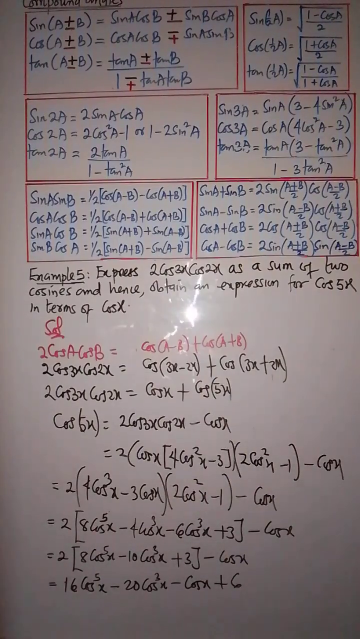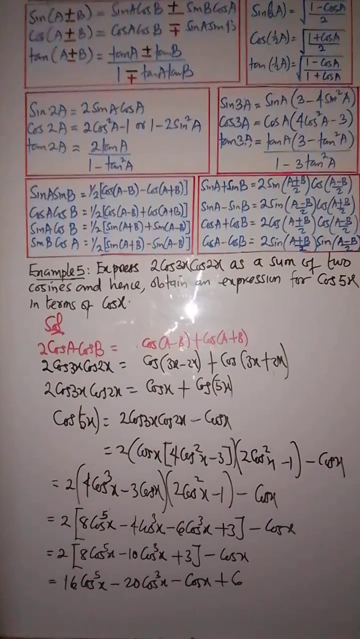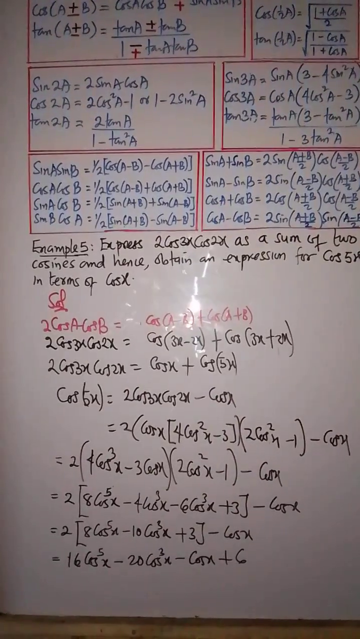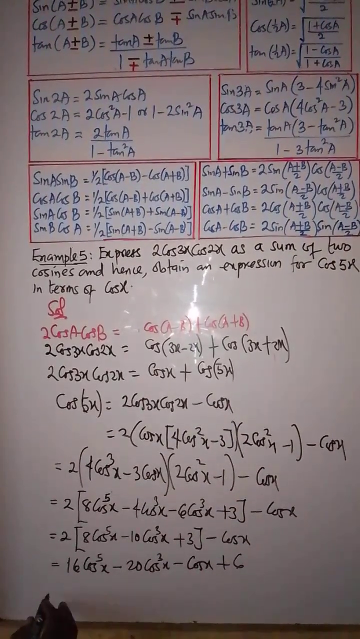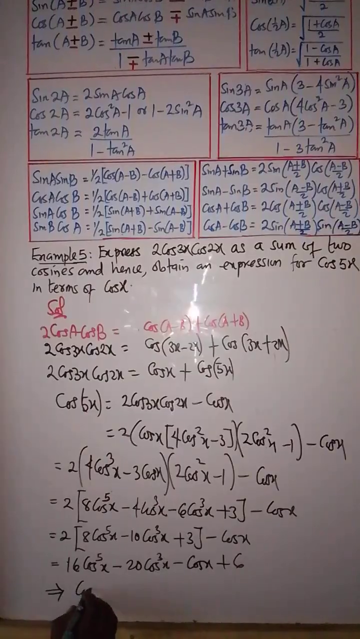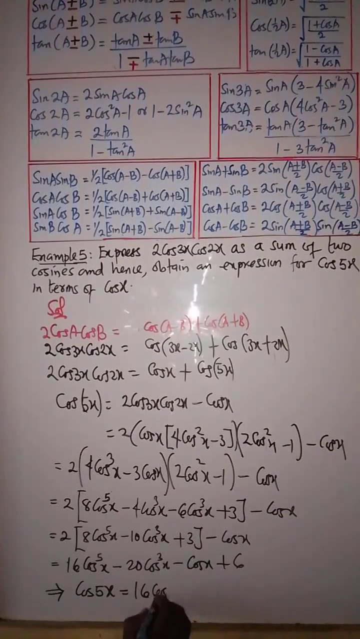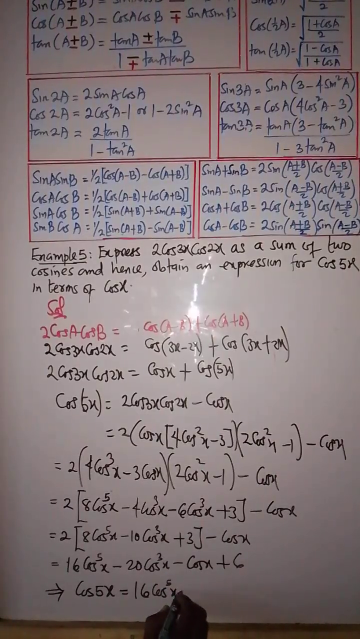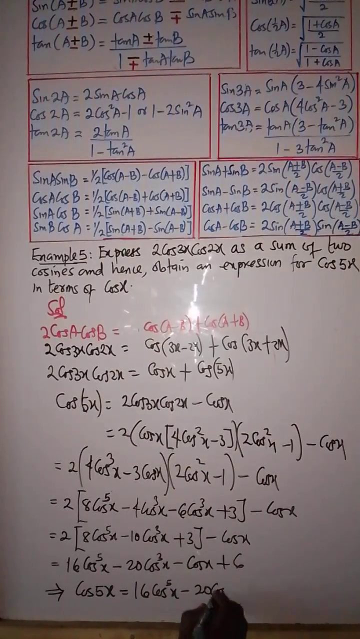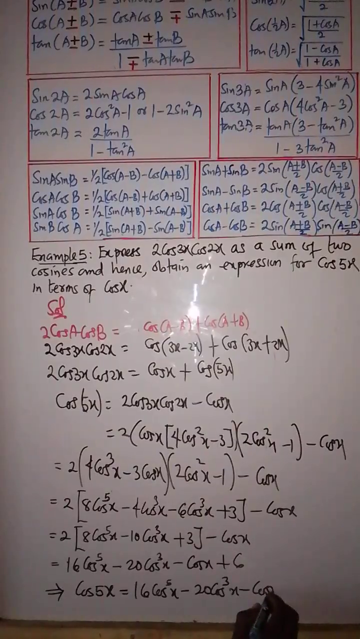So this is the expression for cos 5x in terms of cos x. So from here it implies that cos 5x equals 16 cos to the power 5 of x minus 20 cos cube x minus cos x plus 6. Final answer.